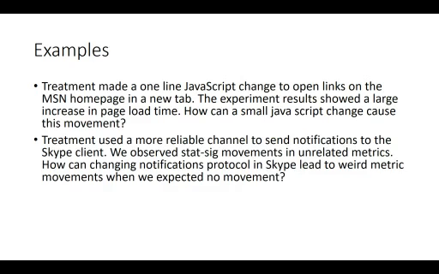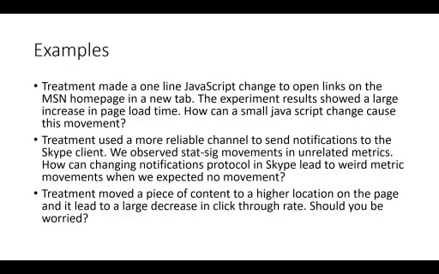A second example is from Skype. In the treatment group, we started using a more reliable channel to send Skype notifications. The control group was using the existing channel to send these notifications. While we expected some metrics to move and some to stay relatively flat, we observed large statistical movements in metrics that we expected to stay flat. This is also a common occurrence when we're running A/B experiments at scale, especially where we see statistical movements in metrics that are completely unrelated to the experiment or the experimenters do not expect to move.